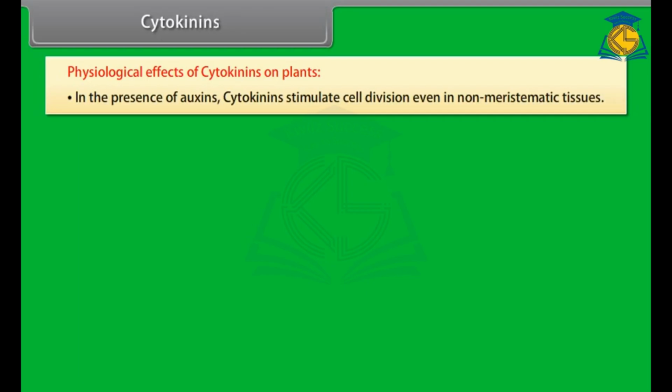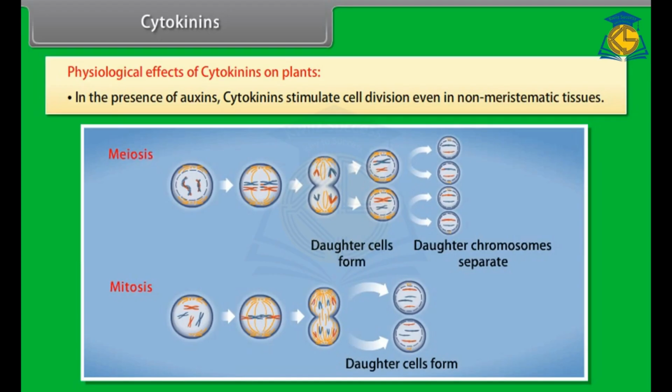Cytokinins. Physiological effects of cytokinins on plants. In the presence of auxins, cytokinins stimulate cell division even in non-meristematic tissues.